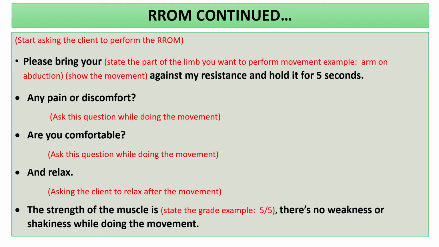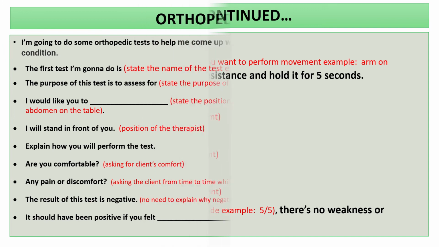Any pain or discomfort? Ask this question while doing the movement. Are you comfortable? Ask this question while doing the movement. And relax. Asking the client to relax after the movement. The strength of the muscle is, state the grade, for example, 5/5. There's no weakness or shakiness while doing the movement.